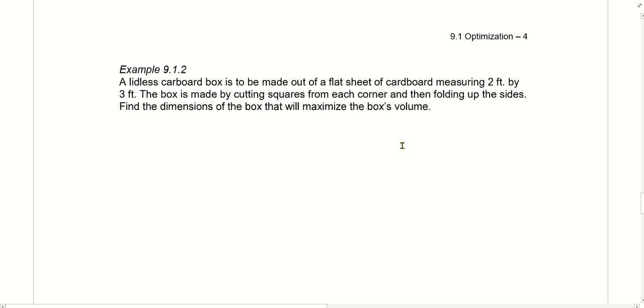So let's consider this example on page 4. Let's say we have a lidless cardboard box that we want to make out of a flat sheet of cardboard, and this sheet measures 2 feet by 3 feet. The way the box is constructed is you cut squares from each corner of this sheet, and then you fold up the sides to make the sides of the box. What we want to do is find the dimensions of the box that will maximize the box's volume.